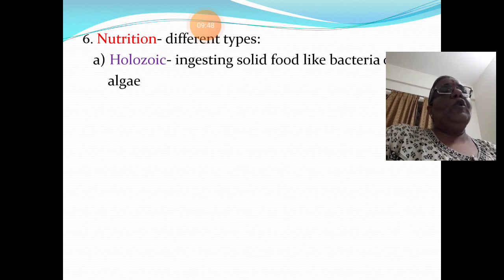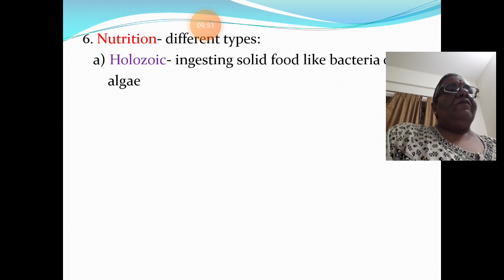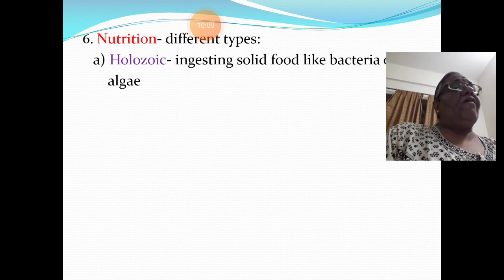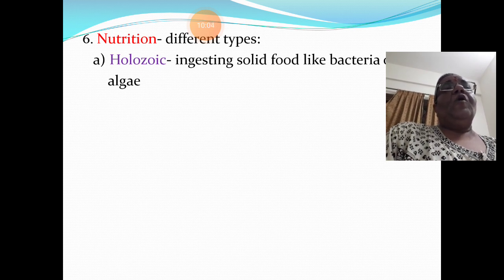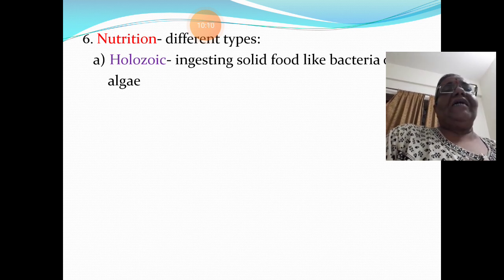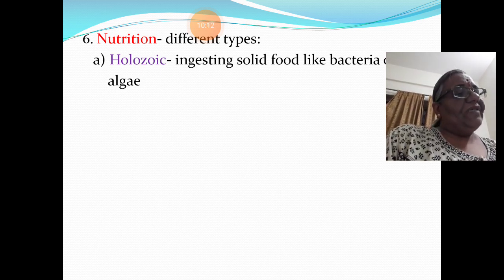First type is holozoic type of nutrition. That is, such protozoans ingest solid food like bacteria or algae. That type of nutrition is called holozoic. They take in solid food, just like that. Best example for holozoic nutrition is amoeba.